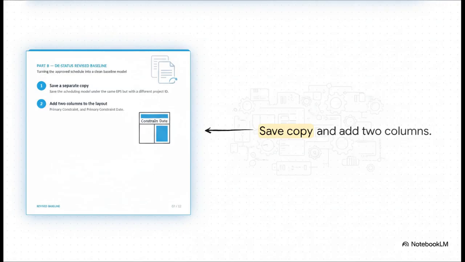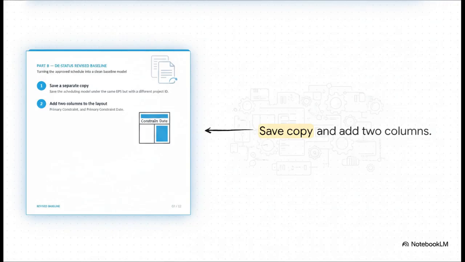Step 1, save a separate copy. You isolate the approved scheduling model under the exact same enterprise project structure, or EPS, but you give it a distinctly different project ID, so you absolutely do not overwrite your active schedule. Step 2 is prepping your view. You want to add two specific columns to your layout, primary constraint and primary constraint date.